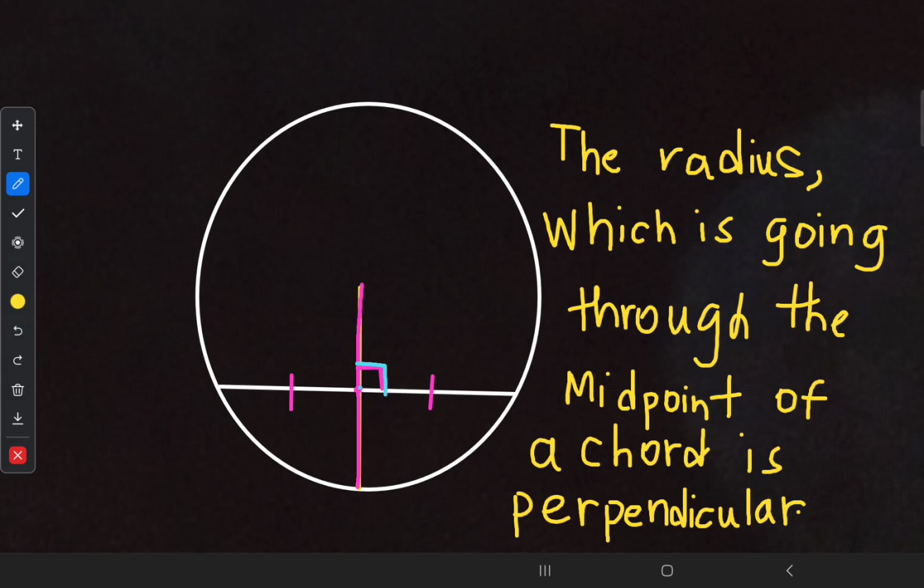Mostly in exam papers they will incorporate some questions in here with Pythagoras theorem. This is a radius of the circle. So we will incorporate some questions like this. Let's try them after here.